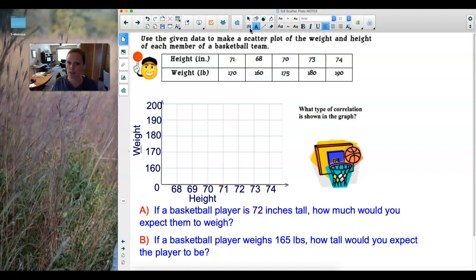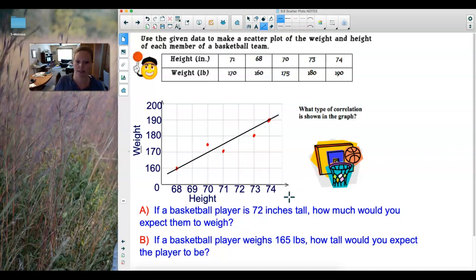Okay, and really don't make this difficult. We're just plotting the points. So a height of 71 is 170 pounds. We put a dot there. 68 is 160. 70 is 175, so about right there. 73 is 180. And 74 is 190. Okay, now we can draw a line of best fit. The line of best fit would look about something like that.